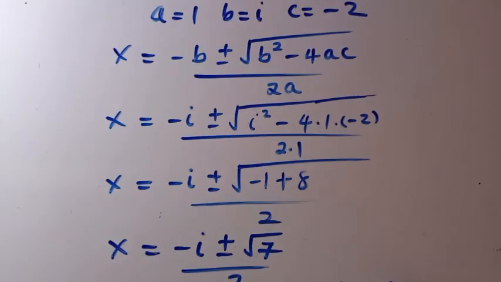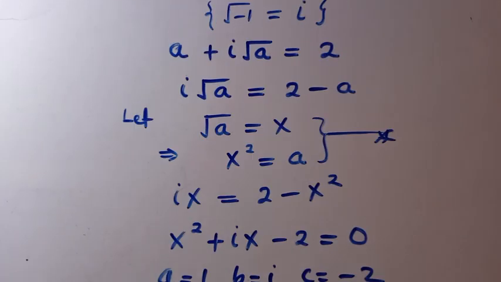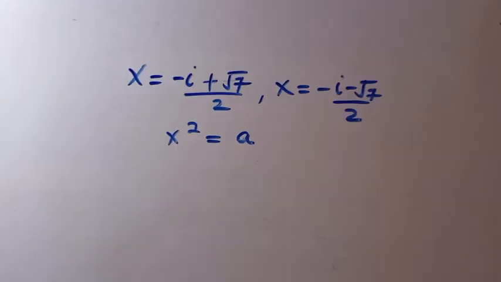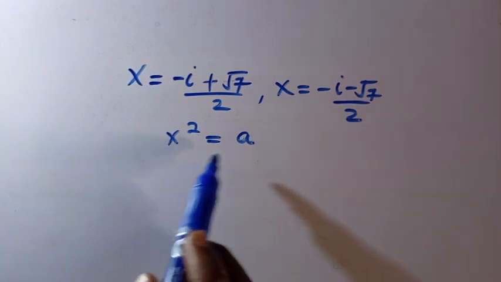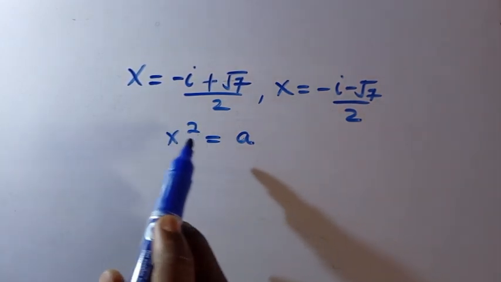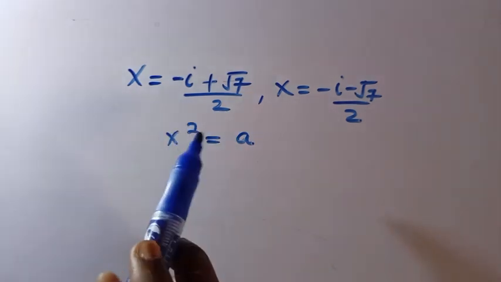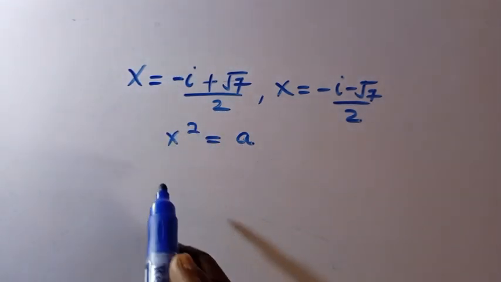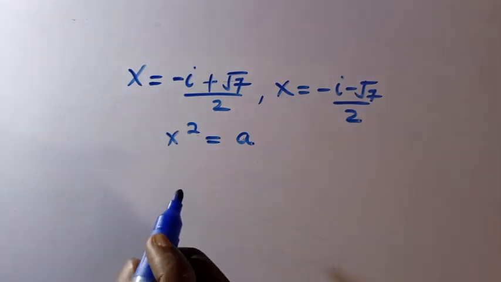And we have to find the value of a since we need a. So we have to replace it back. We come back here to get the value of a. From here we have x squared equals a. So let's test for the first one.